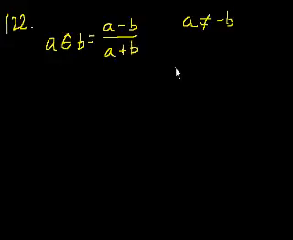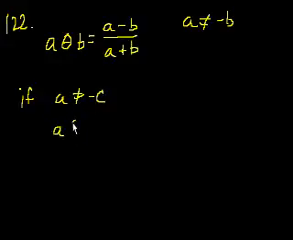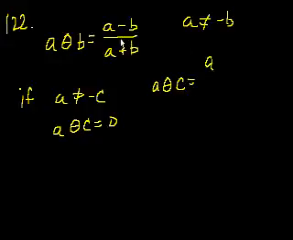If A does not equal minus C and A theta C is equal to 0, then C is equal to, okay, fair enough. So they're telling us right now that A does not equal minus C. So let's just write it down. A theta C is equal to A minus C over A plus C.